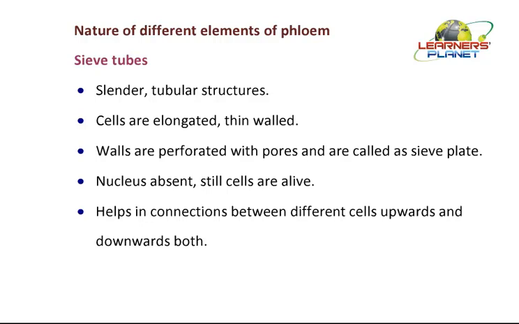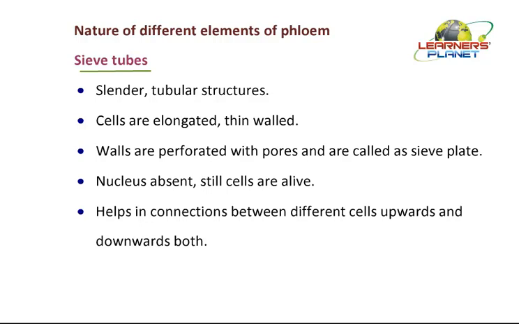Now let us study each and every part in detail. So the first part is sieve tubes. You know what we mean by sieve tubes? You know the meaning of sieve. Of course you must be knowing. Sieve means a porous material, and tube is of course something cylindrical. So this part of the phloem tissue, we can say, consists of perforated tubular structures. Now let us study in detail what we mean by this particular point, the perforated tubular structure.